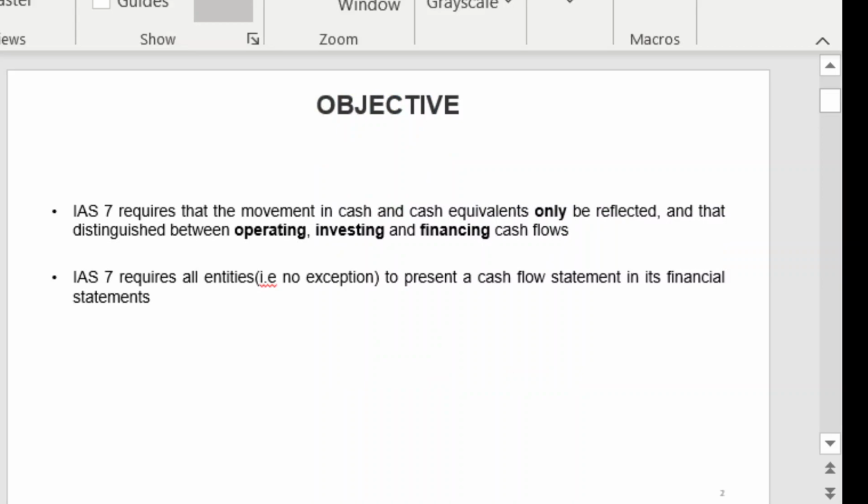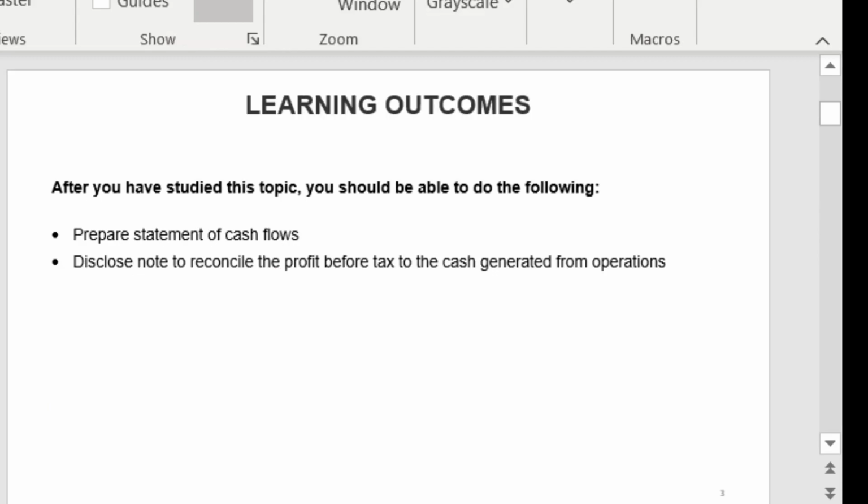Let us now look at the objective of this standard. The standard requires that the movement in cash and cash equivalent should be the only thing reflected in the statement of cash flows, and it should be distinguished between operating, investing, and financing cash flows. The standard also requires that all entities, so there's no exception, must present the cash flow statement in their financial statements. Now, let us look at the learning outcomes.